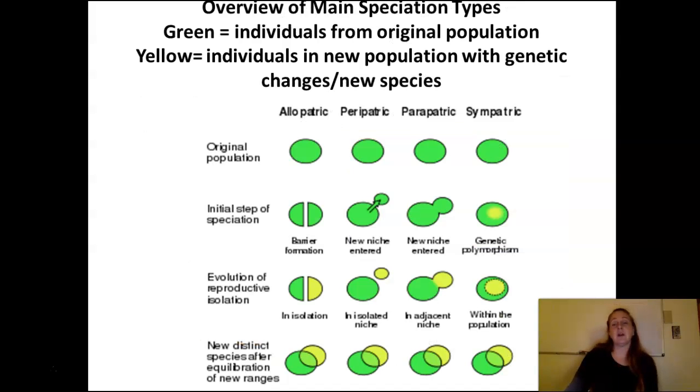So I like this picture of the main speciation types. The green is our original population, and the yellow shows the individuals in the new population with the genetic changes. Essentially what we're seeing is that transition to a new species. So we start at the top with our green original population, and we can see the role of a geographic barrier and internal pressures starting to lead to that speciation event, where we get two separate distinct species. Now you can ignore peripatric and parapatric, the two center types of speciation. That's something that's covered in higher level ecology classes.